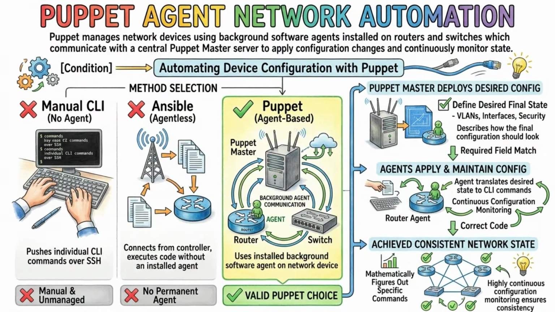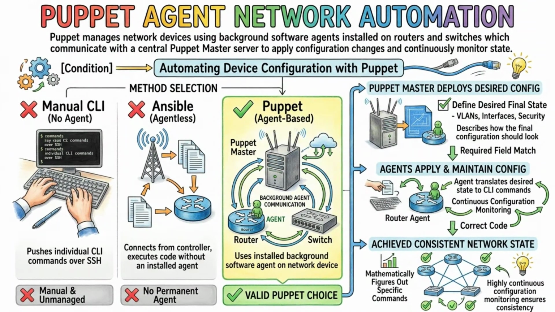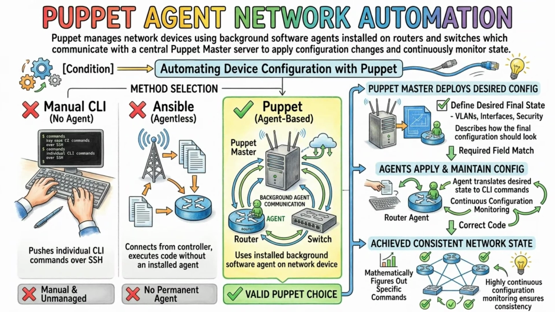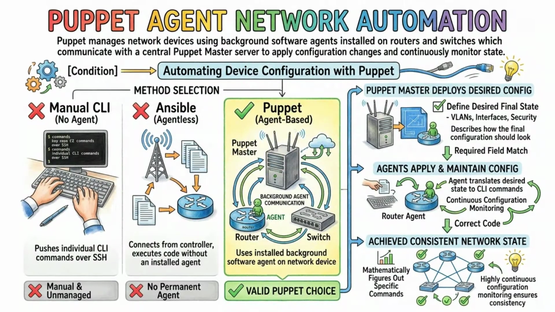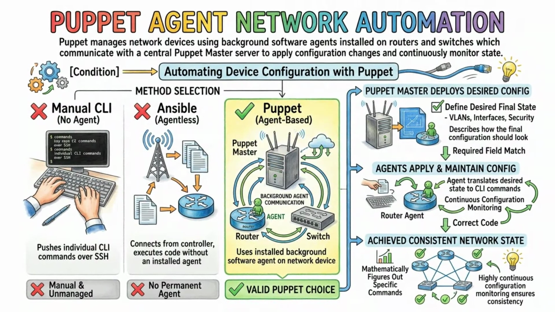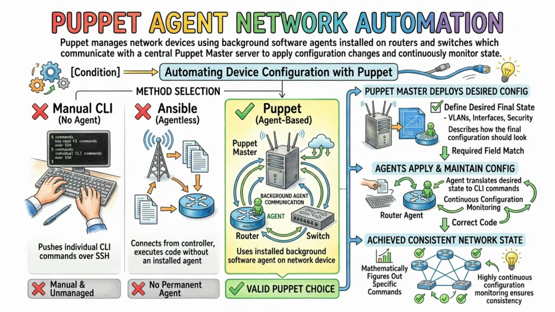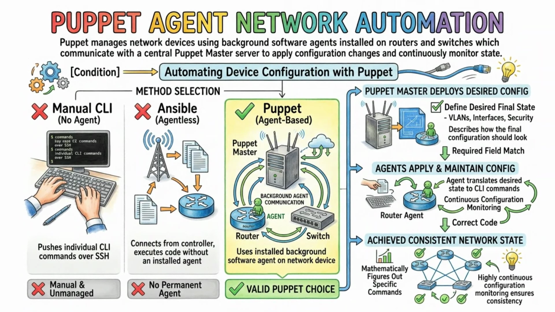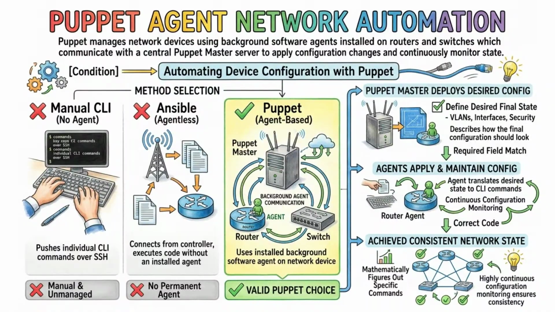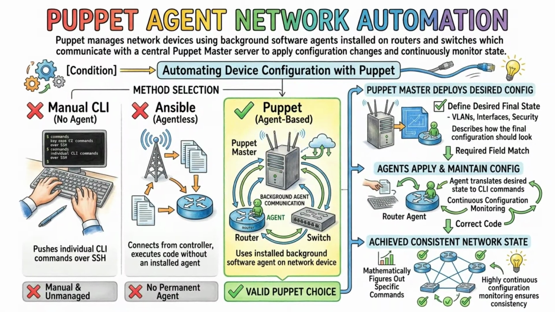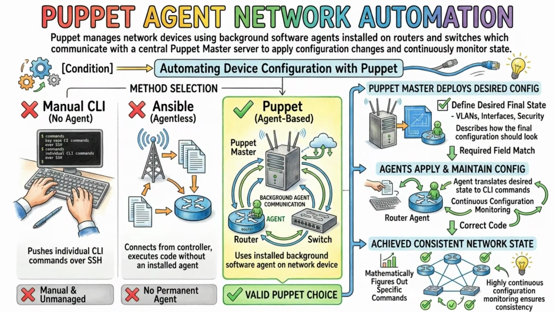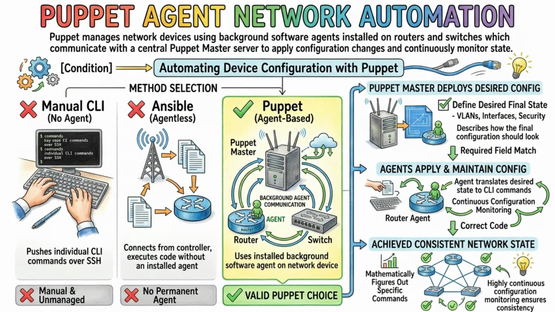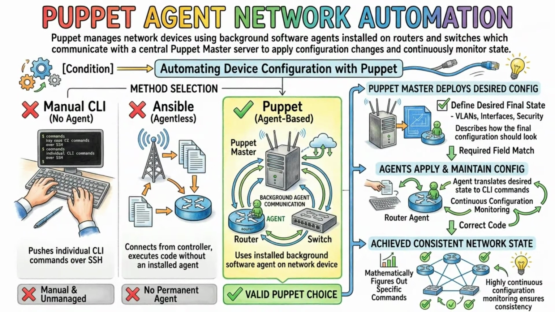Puppet is another highly respected configuration management tool, but it operates fundamentally differently than Ansible because it typically requires you to install a software agent directly onto the network hardware. Puppet uses a centralized server called a Puppet Master that constantly communicates with these background agents running securely on your routers and switches. Instead of telling Puppet exactly how to configure the router, you simply describe how you want the final router configuration to look, and Puppet mathematically figures out the specific commands needed to make it happen. You should strongly associate Puppet with installed software agents and highly continuous configuration monitoring for your exam scenarios.